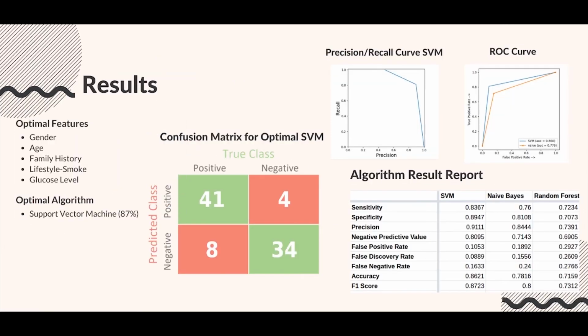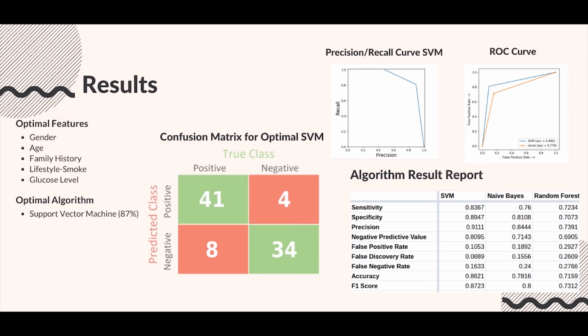Now coming to results. Optimal features we got were 5 out of the 9 we had. We created 8 subgroups of features and we trained and tested them separately on all 3 algorithms: naive Bayes, random forest, and support vector machine. The optimal features included gender, age, family history, lifestyle, smoke, and glucose level.